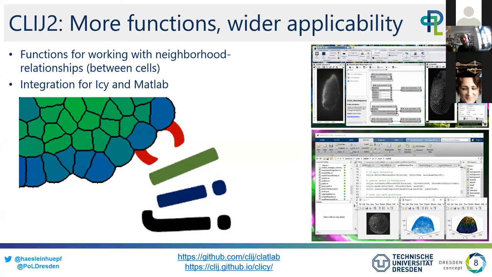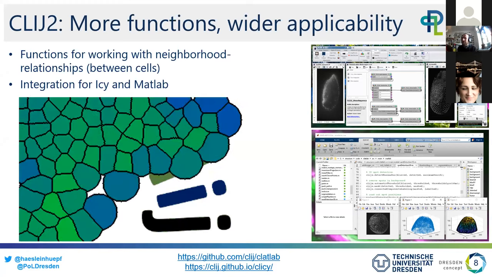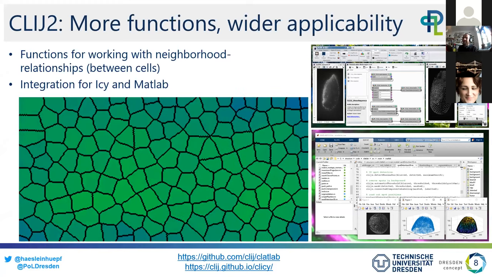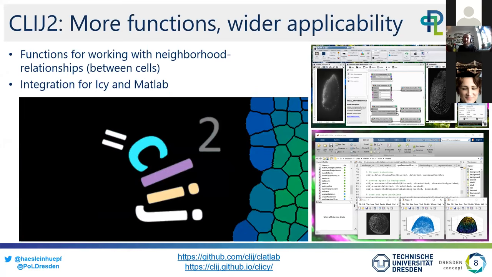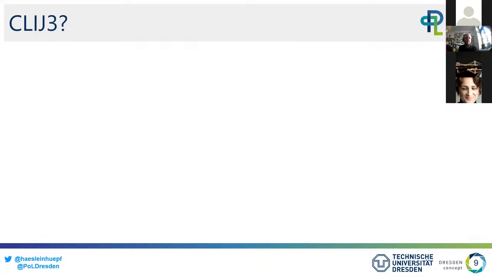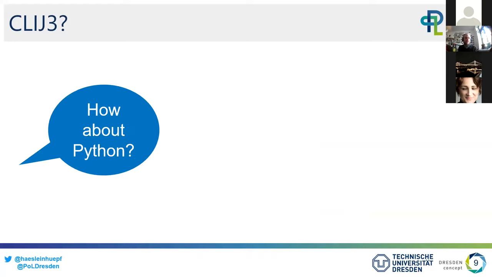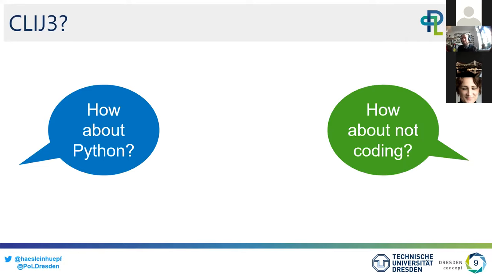So that's why CLIJ comes with some sibling projects called CLATLAB and CLIc, where you can basically call the same operations as in CLIJ, but from these two environments. And then the question came up, okay, what should CLIJ3 be? At a conference something like a year ago in Bordeaux, the first question was kind of obvious: how about Python? Shouldn't it also be compatible with Python? I strongly agree, it makes a lot of sense, but there is one question which is even more important: how about not coding?